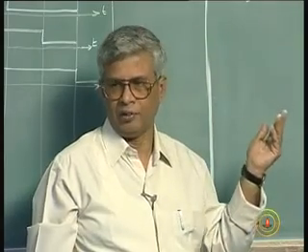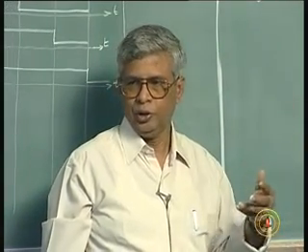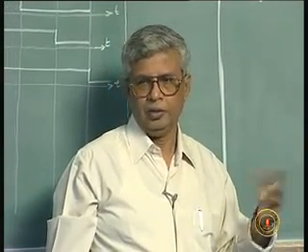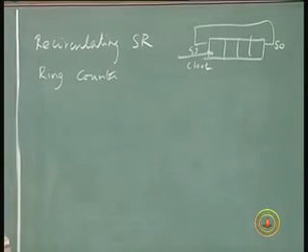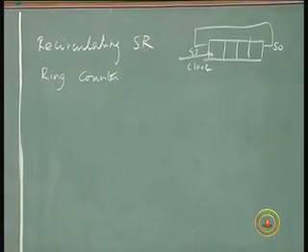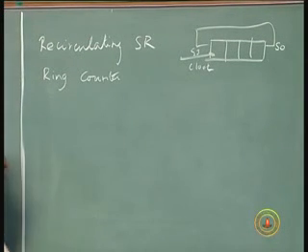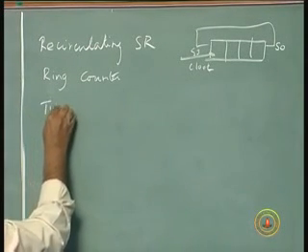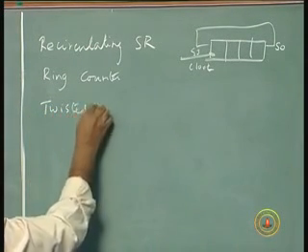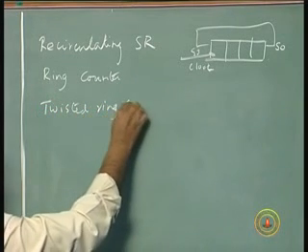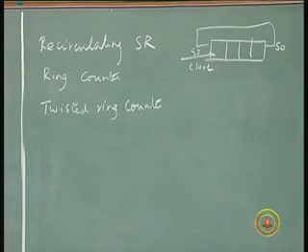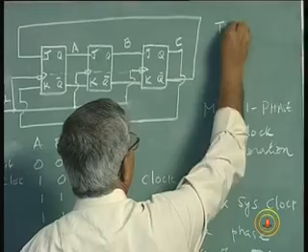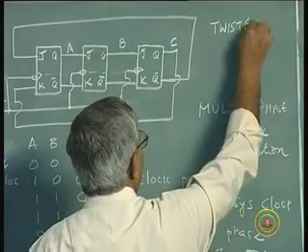You can use a D flip-flop for that matter. You don't need to use JK. If you want, you can use JK too. But this shift register, which uses twisting of the output back into the input, is called a twisted ring counter. What we have seen as the twisted ring counter is used for multiple phase generation.